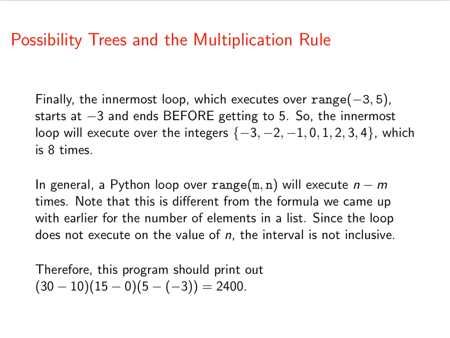So this Python program should print out 2,400. And we get that by computing 30 minus 10 times 15 minus 0 times 5 minus -3.